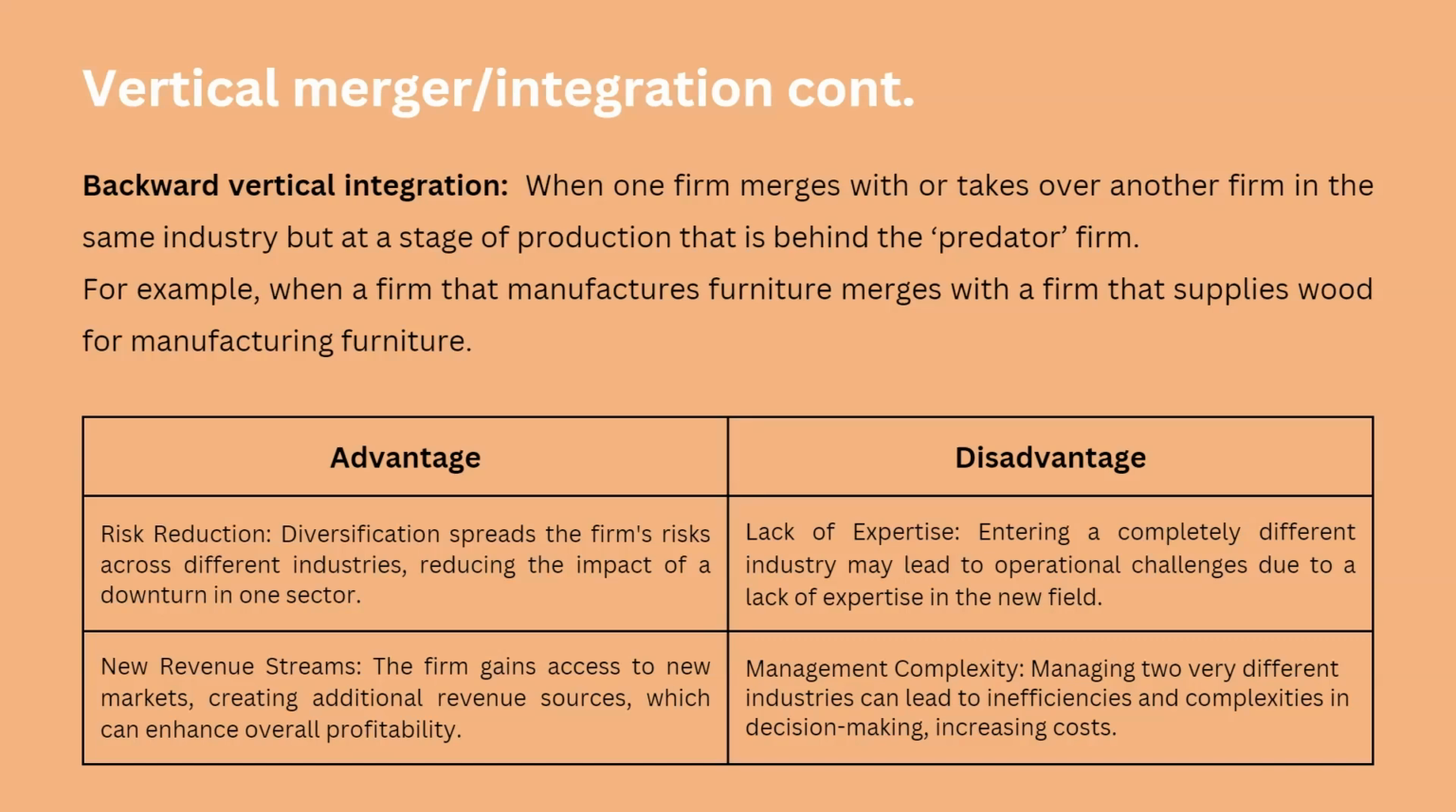So let's see the advantage. Advantage is risk reduction. Diversification spreads the firm's risks across different industries, reducing the impact of a downturn in one sector. So we are just diversifying on the basis of industries. So, for example, if the furniture company doesn't do well, we do have an option of selling wood to different companies. So the company can have profit from that.